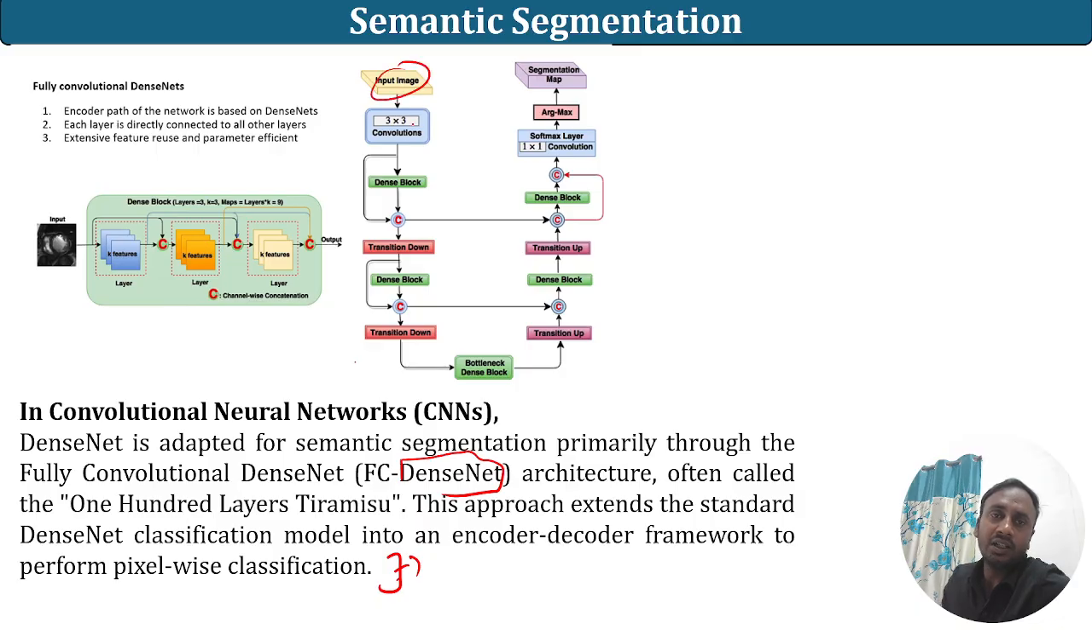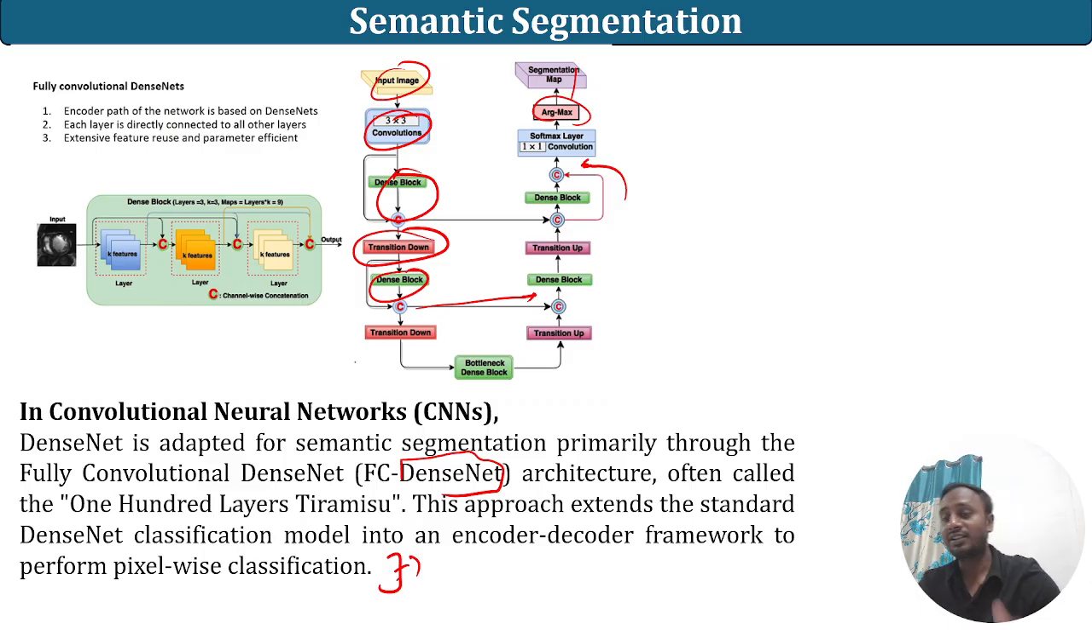So it's an input image, convolution, then the dense block. From here we can go to our softmax layer, argmax layer and the map. Further we can do the transition down, then dense block, then come back here. We are transitioning the pixels to the lower level, getting the maximum information from the image, pixel-wise information. As we all know, at the start we have many feature maps. Once we do convolution and so on, it becomes downsampling.